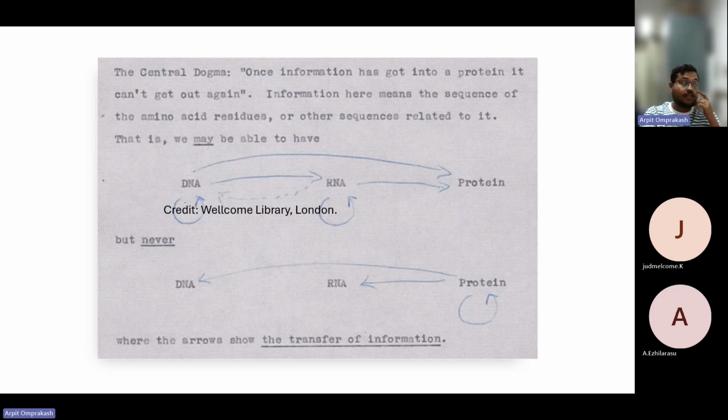He said that DNA self-replicates and DNA can form RNA, and RNA can also self-replicate, and RNA can form protein. DNA may also form protein, but he said that protein can never form protein, or protein can form RNA, or protein can form DNA. So this bottom diagram is never true. This top diagram may or may not happen. It happens. So that is the central dogma.